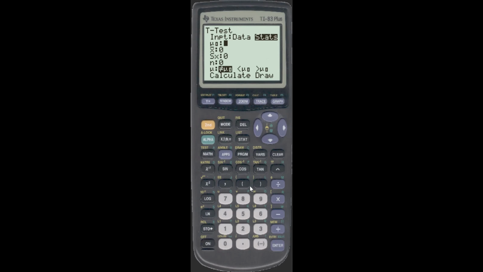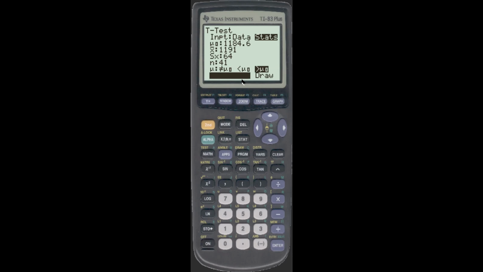So your mu in this problem is 1184.6. Okay. Your X bar is 1191. Your S is 64. Your N is 41. Oh, never mind. Sorry, I was doing it wrong. My fault. And then you want right tail, and we can talk about that in a moment.